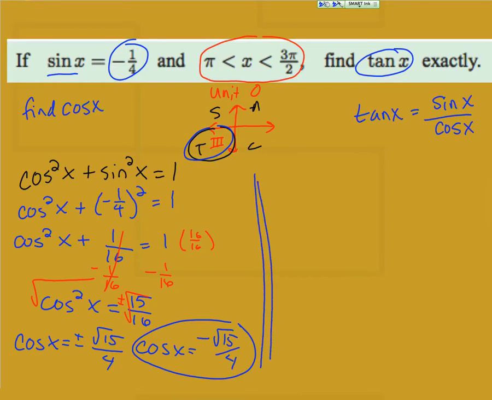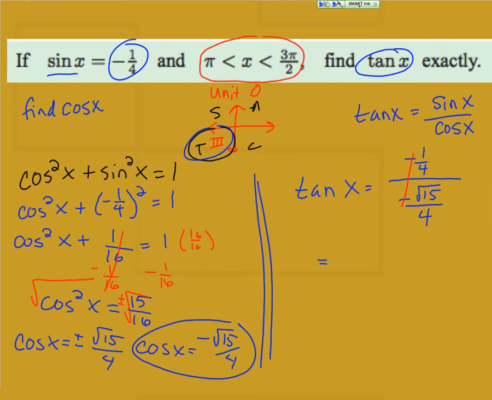Then we can come over here and we can plug in these values. So in the numerator is sine, which was negative 1/4. In the denominator is cosine, which is negative square root of 15 over 4. So hopefully you notice that those double negatives will become positive.